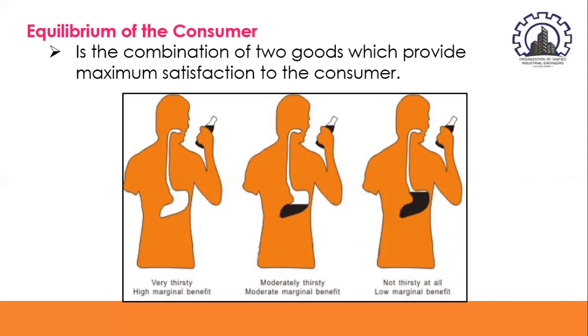As you can notice in our sample figure, the first person is very thirsty, so that means high marginal benefit. The middle person is moderately thirsty, meaning moderate marginal benefit. And the last person is not thirsty at all, so low marginal benefit. This is an example of marginal utility.